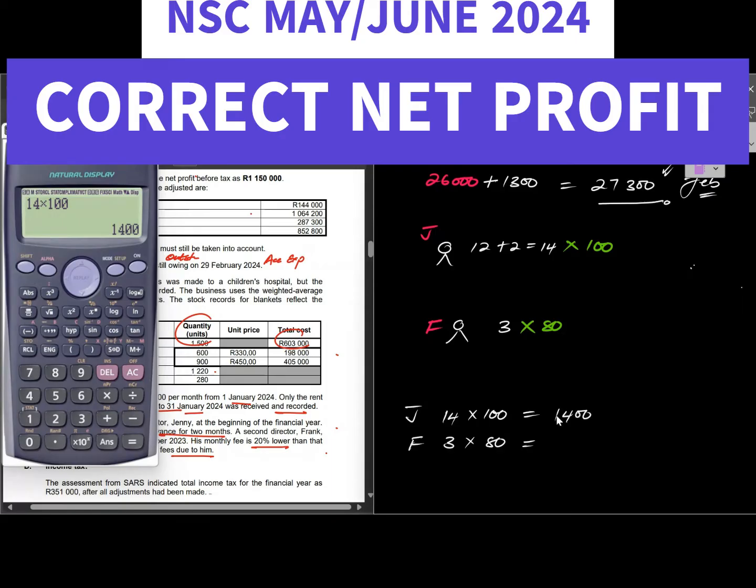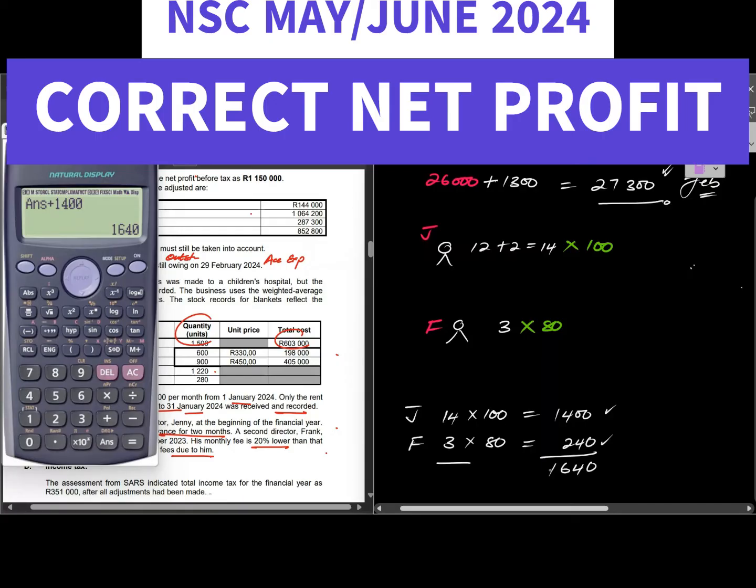Okay. And then it's 3 by 80, and that will give us 240. Then here we have 240. Then it will be 1,400 plus 240. Okay. And then that will give us 1,640. So this is the total that we have received for these 17 months. Okay, but considering that they were not the same.